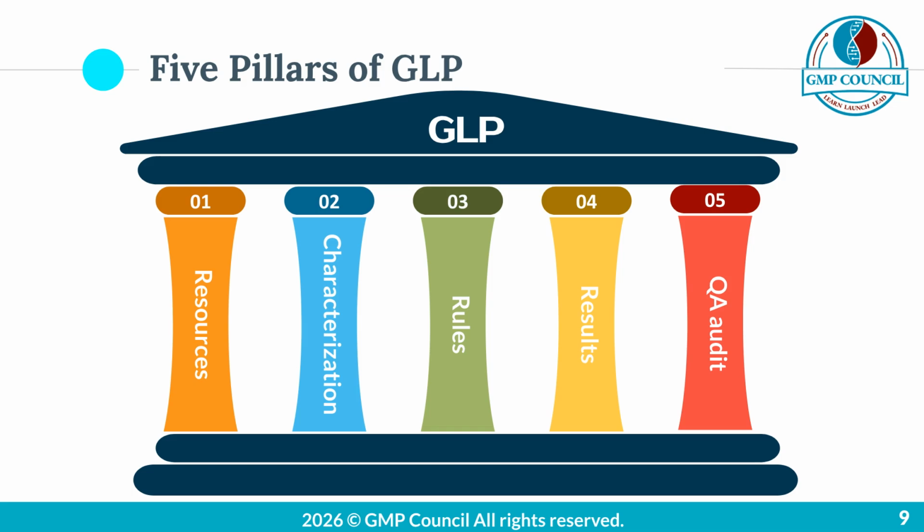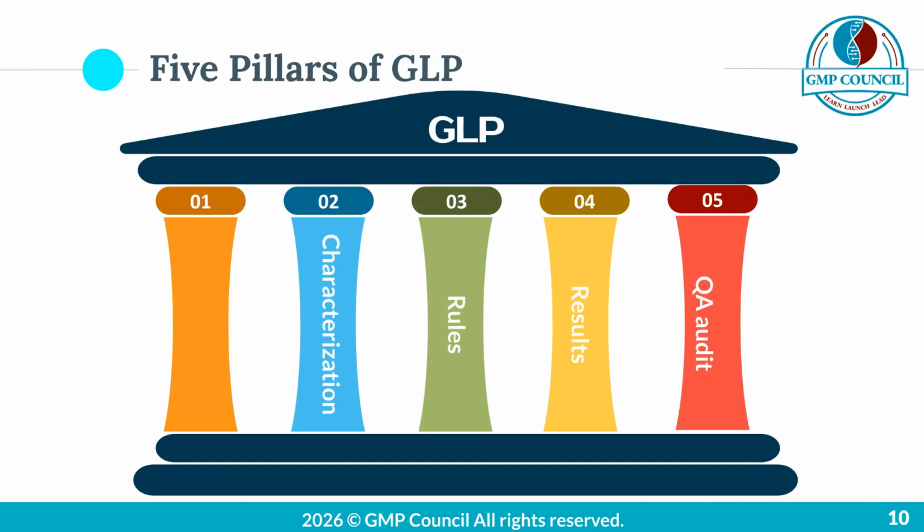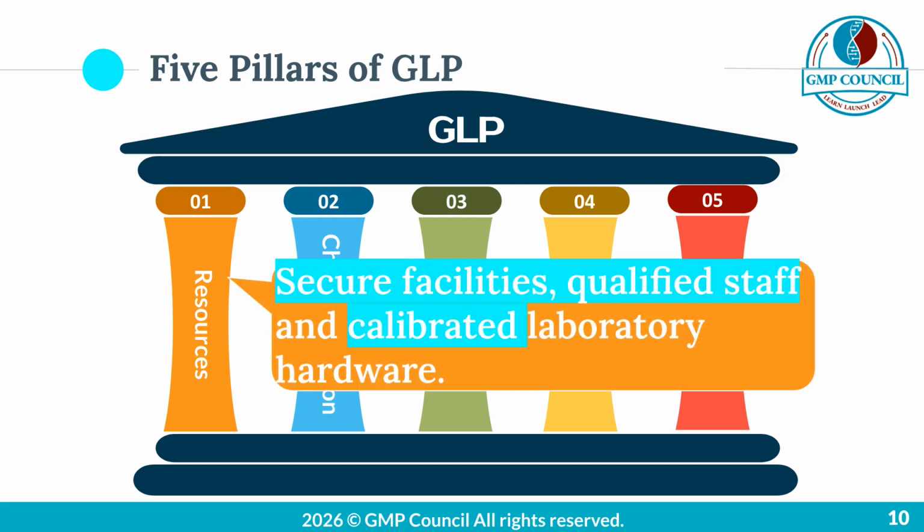Pillar 1, resources. Pillar 1 centers on resources, requiring secure facilities, qualified staff, and calibrated laboratory hardware. Your results are compromised. This pillar mandates that laboratory personnel are adequately trained, facilities are designed to avoid cross-contamination, and hardware is routinely qualified and maintained. Once our physical resources are locked down, we must focus on what we are testing.